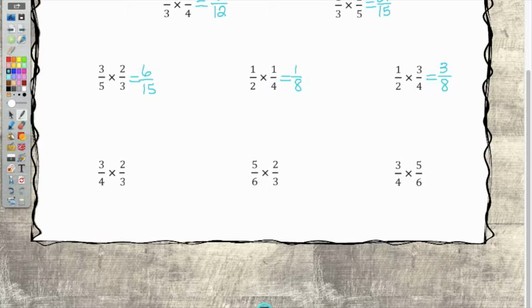Now, on these, I've got a choice. I can simplify before I multiply, or I can simplify after I multiply. Okay? Let's do this one after. So 6/12. 1/2. What are the questions I ask myself? Is 6 half of 12? So you write 1/2.